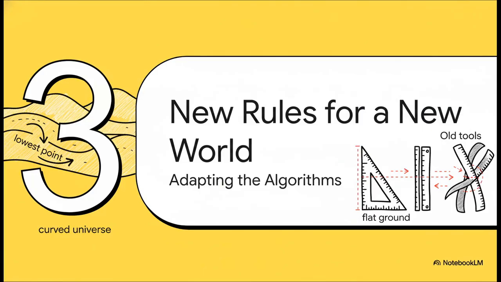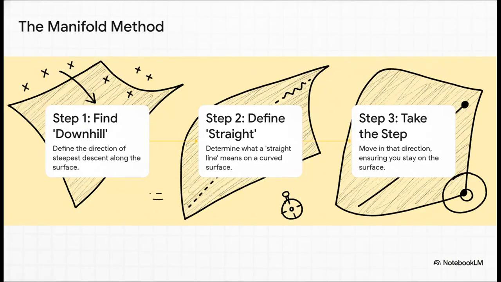Okay, so you might be thinking, great, we're in a curved universe. Now what? How do we actually find that lowest point when all our old tools were built for flat ground? Well, we need a new toolkit. We basically adopt three fundamental ideas. First up, we've got to figure out which way is downhill. On a curved surface, that's not so obvious, right? We have to find the steepest path along the surface. Second, we have to completely rethink what a straight line even is. I mean, the shortest path between two cities on a globe isn't a straight line, it's an arc. Same idea here. And finally, and this is super important, we have to make sure that when we take a step, we actually stay on the surface. You can't fall off the beach ball.